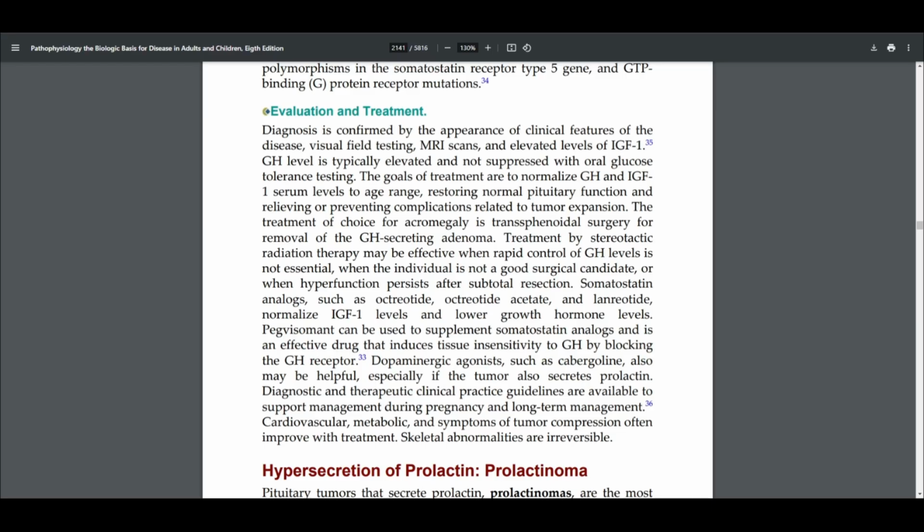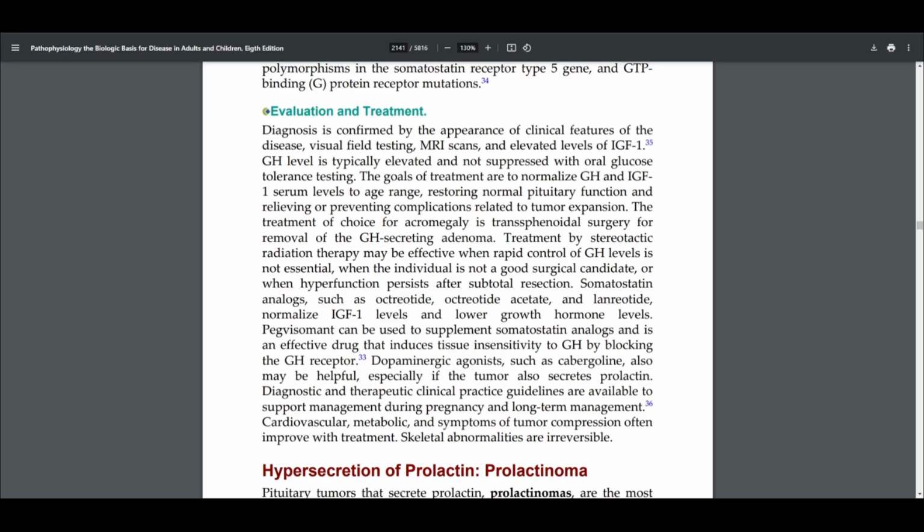The treatment of choice for acromegaly is transsphenoidal surgery for the removal of the growth hormone secreting adenoma. Treatment by stereotactic radiation therapy may be effective when rapid control of growth hormone level is not essential. When the individual is not a good surgical candidate or when hyperfunction persists after subtotal resection, somatostatin analogs such as octreotide acetate and lanreotide normalize IGF-1 levels and lower growth hormone levels.